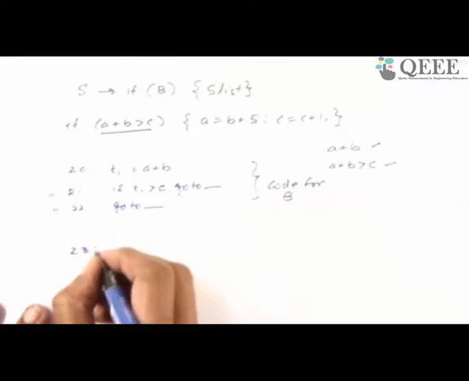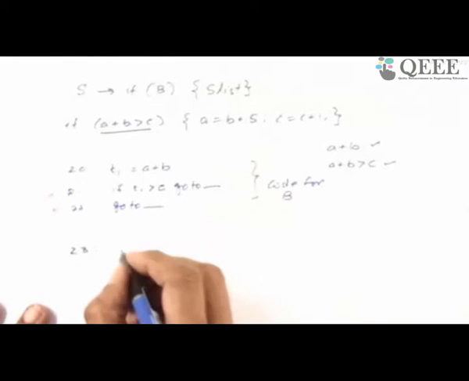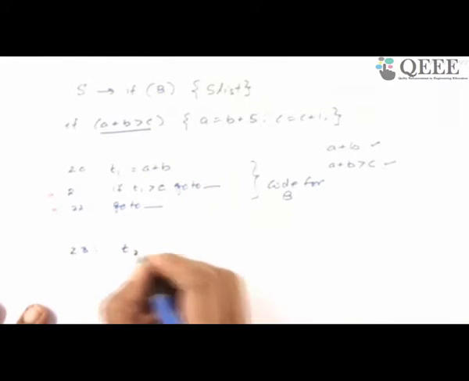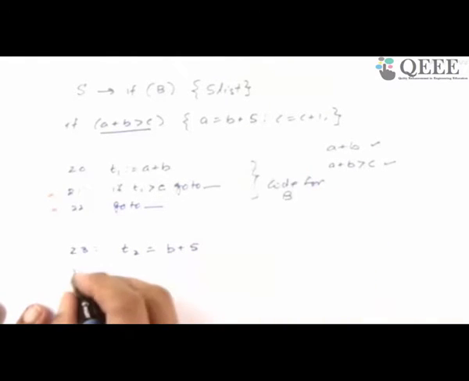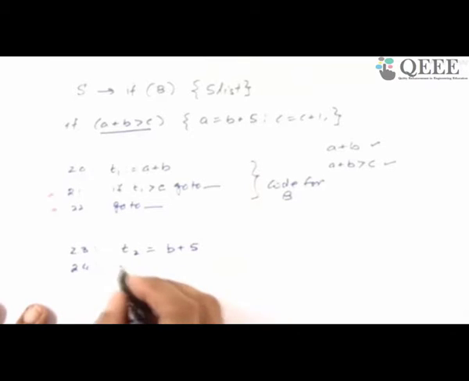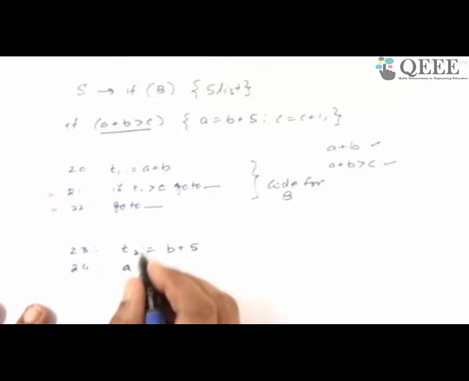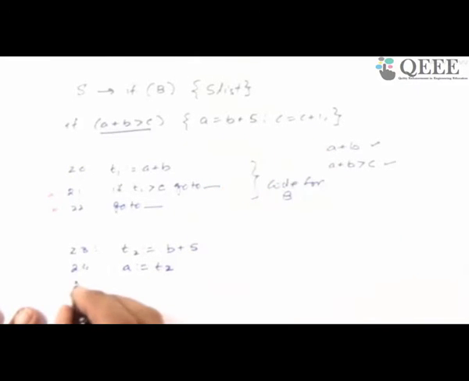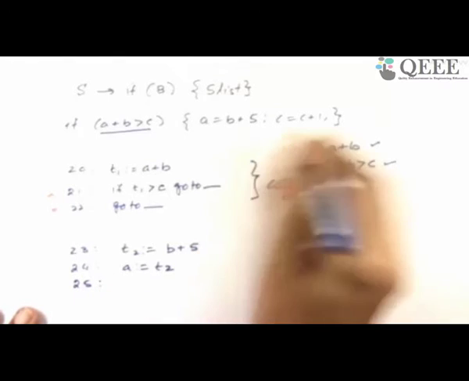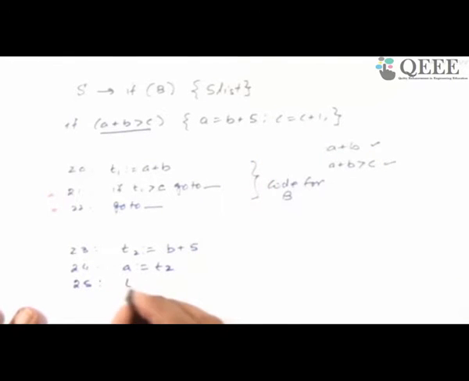In 23, I'll generate code for a equals b plus 5. So here is a temporary t2, which is assigned b plus 5, as you can see. And in 24, I'll generate a is assigned, I'm using this notation, t2. So I've generated code for a equals b plus 5. Okay. In 25, I'll generate the code c equals c plus 1, which is t3 equals c plus 1, the right hand side. And then I will do c equals t3, which is the left hand side.